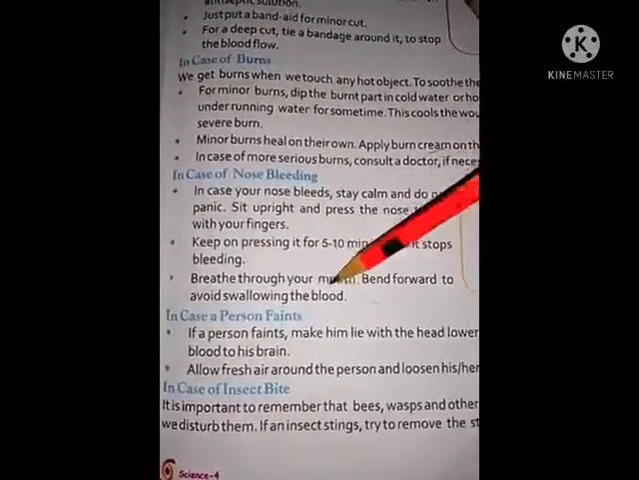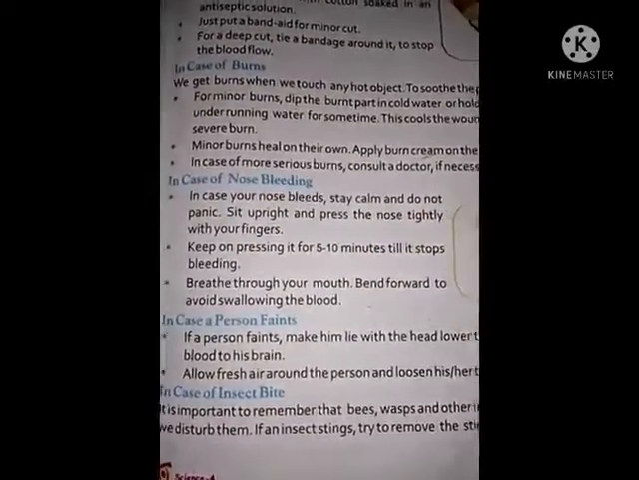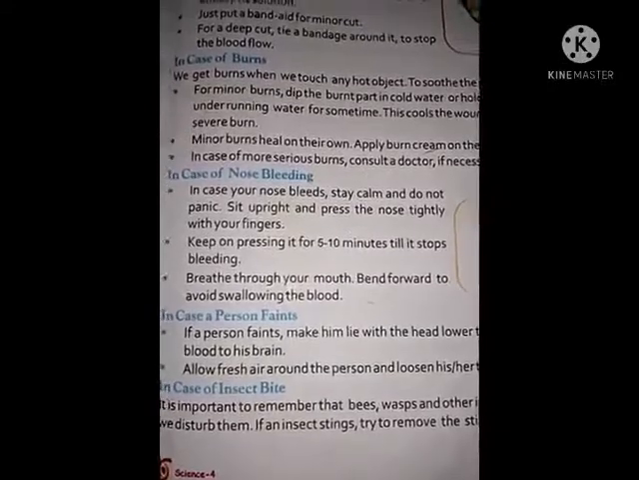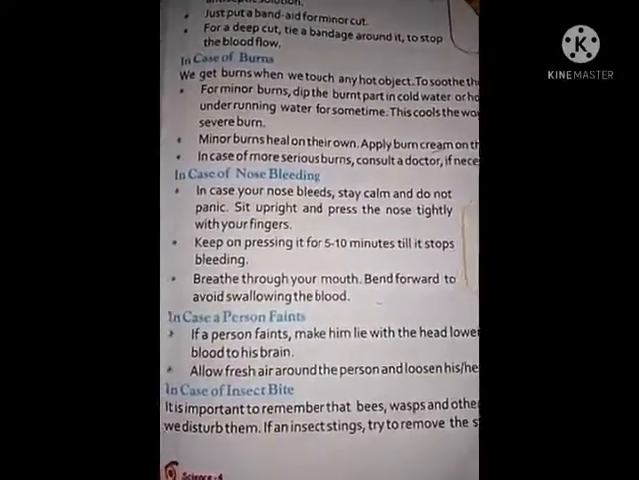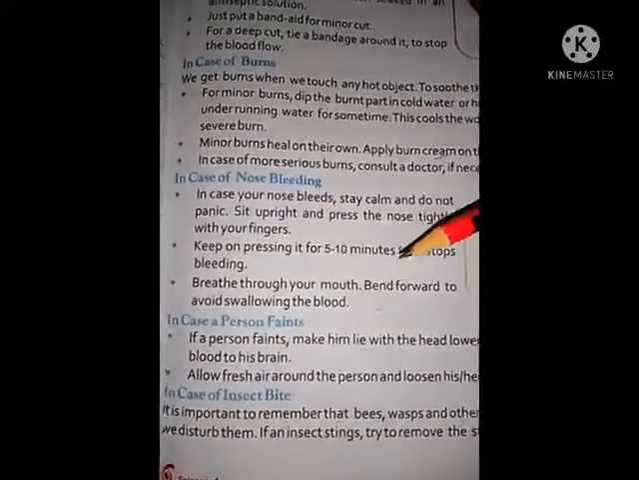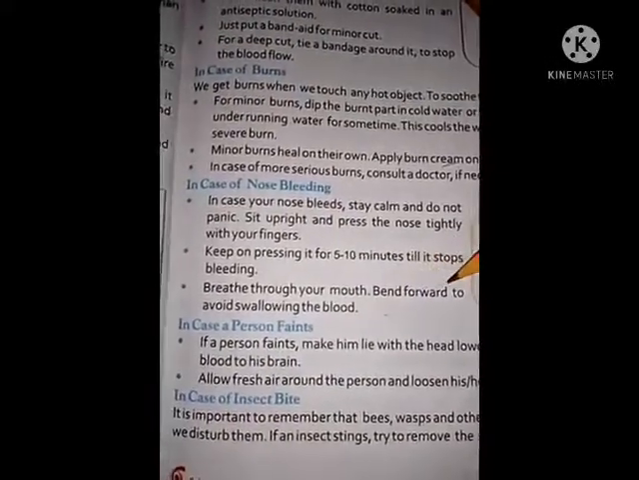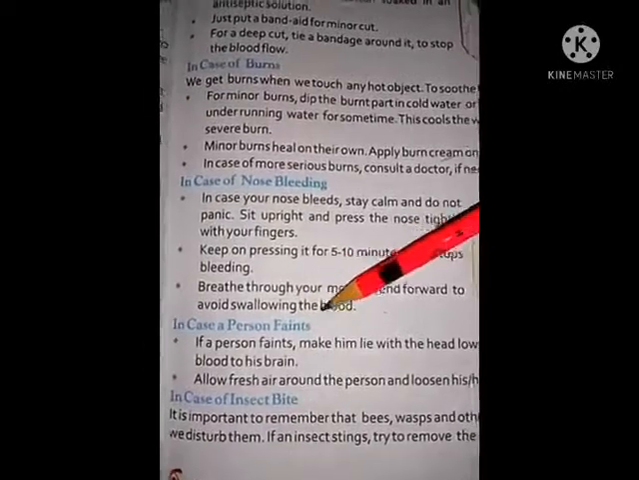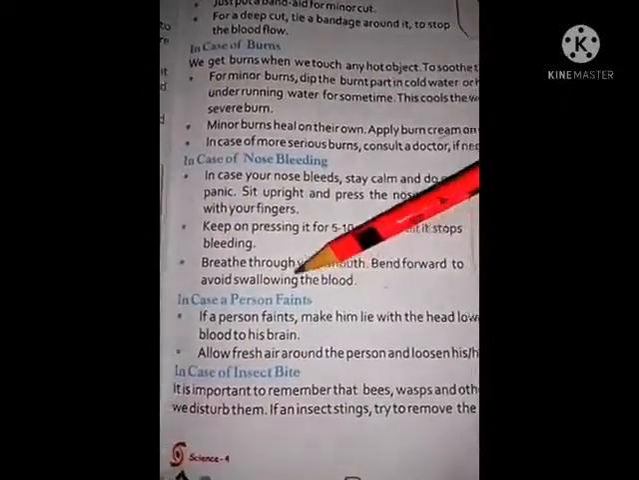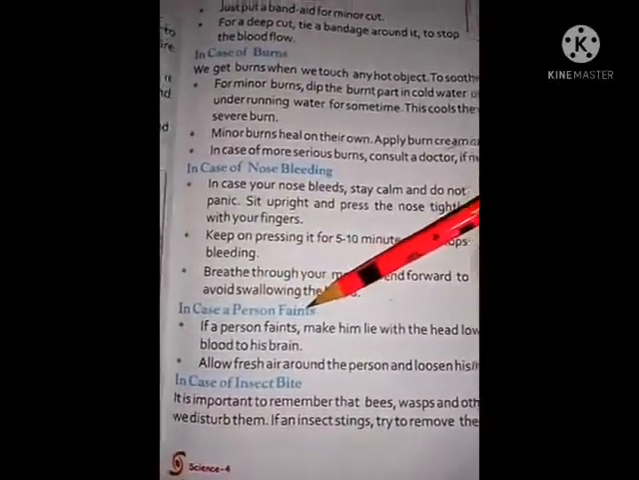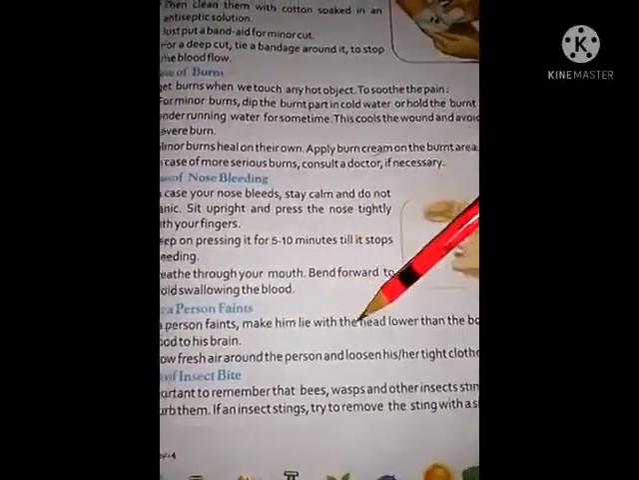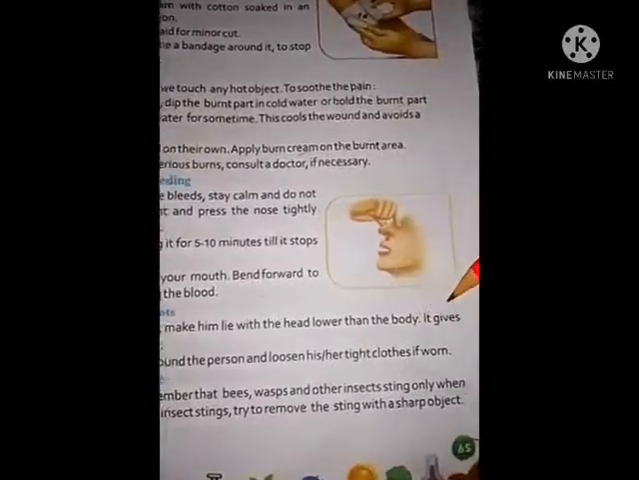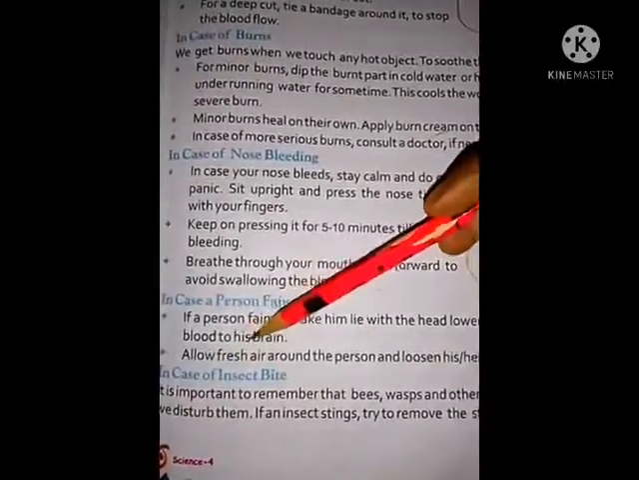Breathe through your mouth. You are pressing your nose, so you can't breathe through your nose, so use your mouth for breathing. Bend forward to avoid swallowing the blood. In case a person faints, make him lie with the head lower than the body. It gives blood to his brain.